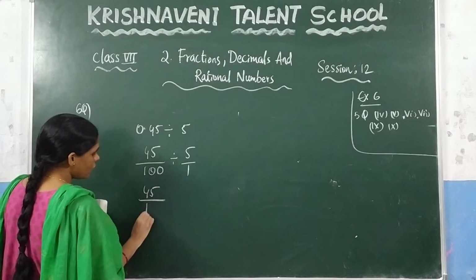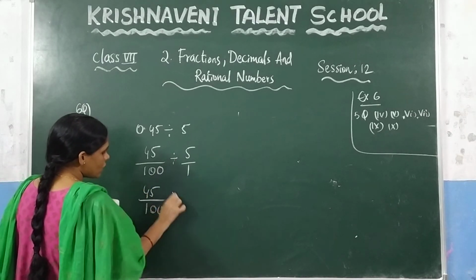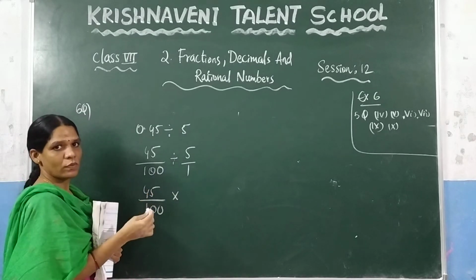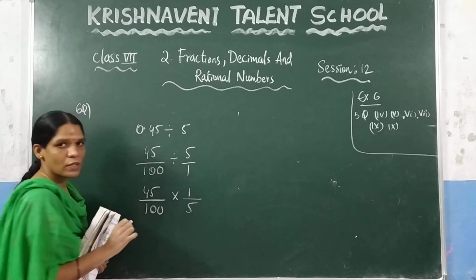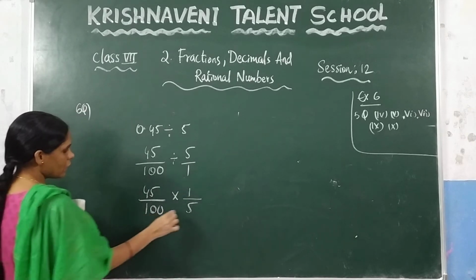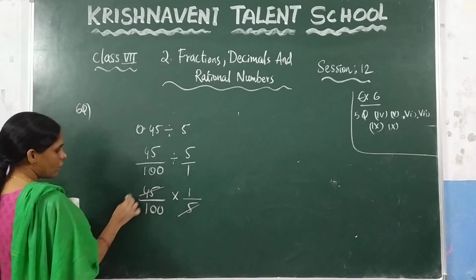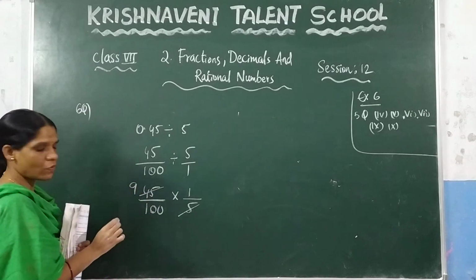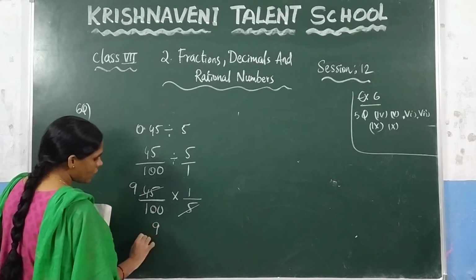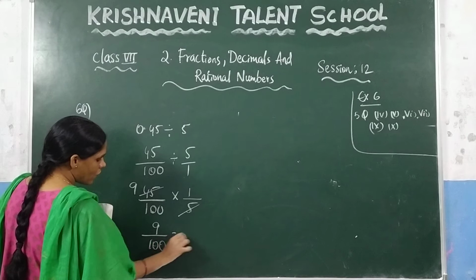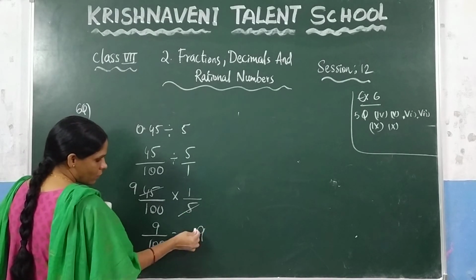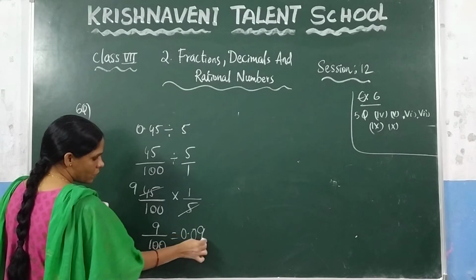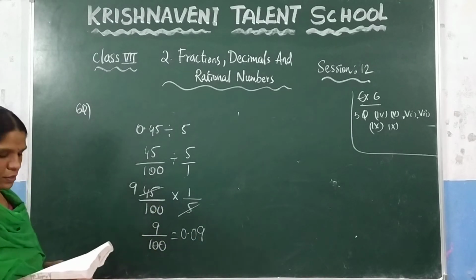45 by 100. In case of division, keep multiplication, so you need to reverse the number. 5 by 1, you have to write it as 1 by 5. Now, you can observe that here 5 ones and 5 nines will get cancelled. 5 nines are 45. So here you will get 9 by 100. So what is the value of 9 by 100? Since 2 zeros are there, before 2 numbers keep the decimal point. So this will be the answer.